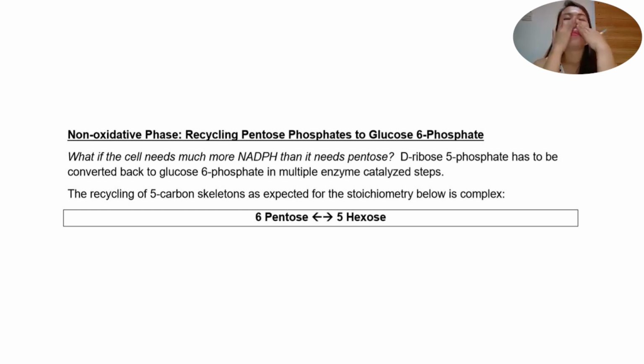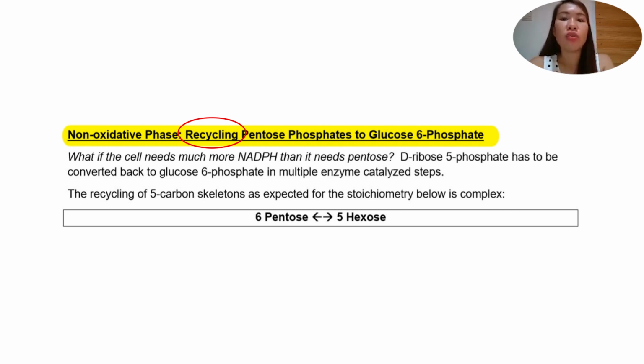Now, having discussed the 3 reactions for our oxidative phase, we now move on to the non-oxidative phase. So the non-oxidative phase will catalyze the interconversion of 3, 4, 5, or 7 carbon sugars. So all we want to take note of in the non-oxidative phase, class, is that it can recycle pentose phosphates back to glucose 6-phosphates. So for example, if the cell needs much more NADPH than pentose, right? Earlier, the ribose 5-phosphate was produced.